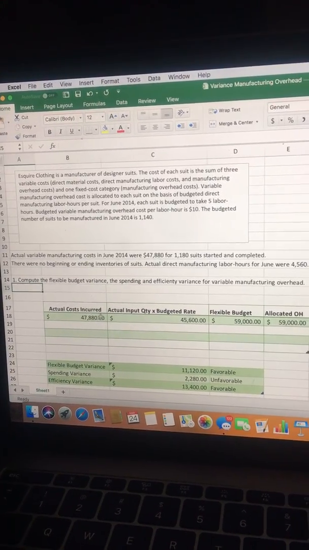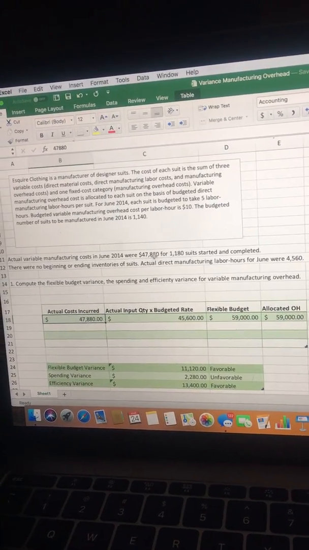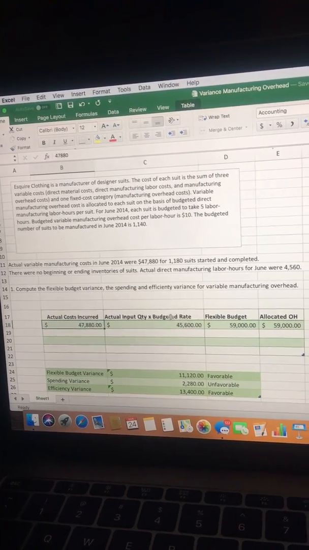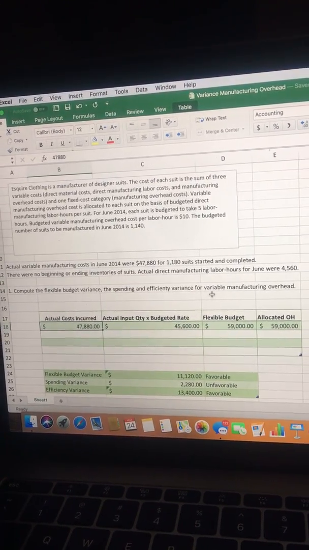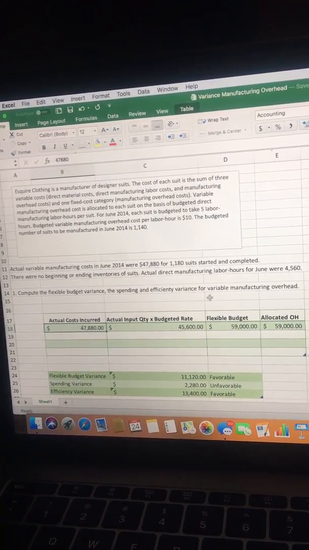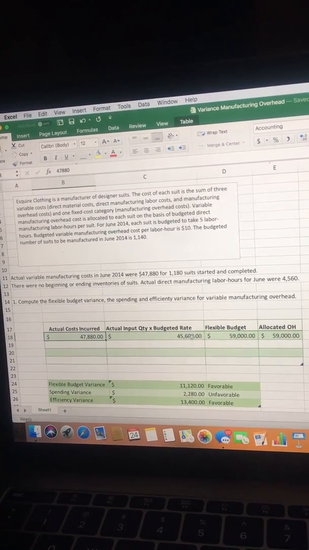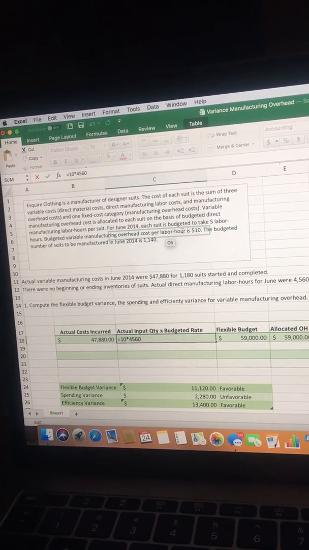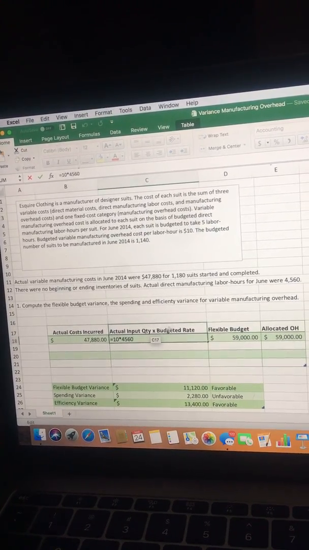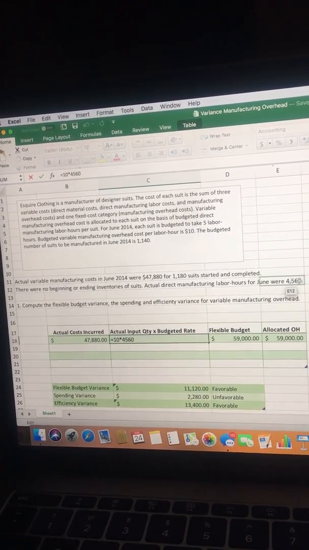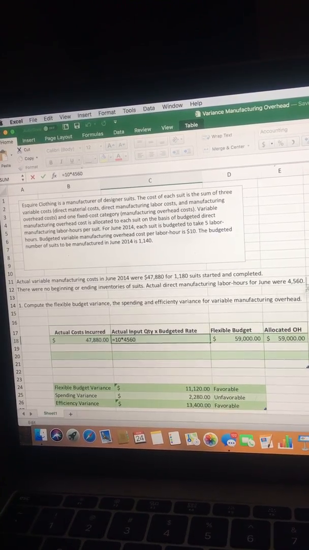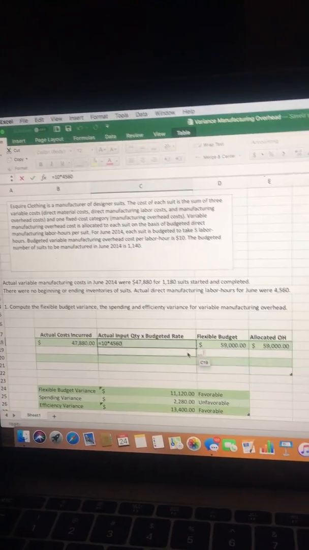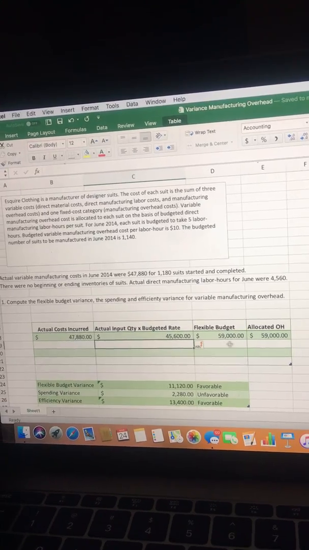So our actual costs incurred were simply just given above in the problem. So that was quite simple. Now, to compute our actual input quantity with our budgeted rate, we are simply going to take the $10, which is going to be the cost per labor hour, and we're going to multiply that by the actual direct manufacturing labor hours in June. And that is going to give us our 45,600.